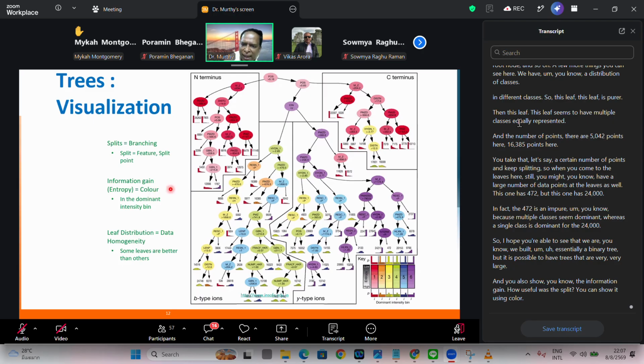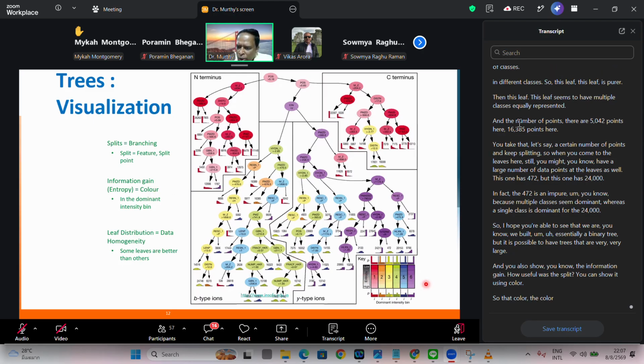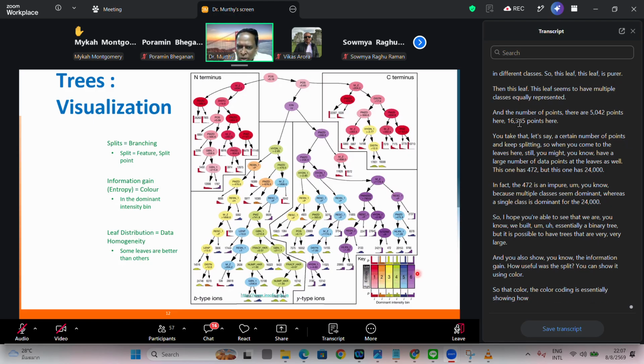So the color coding is essentially showing how good the split was.